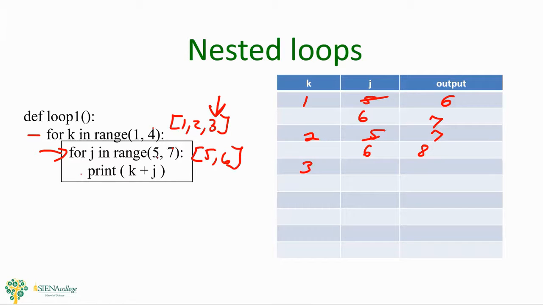We go into j fresh again. We use 5. 5 and 3 is 8. We print out the 8. We now go to the next number in j, which is our 6. So 5 becomes 6. 6 and 3 is 9. So we print out our 9. We once again have exhausted the list for j, and we go back, we look for k. Nope, we've exhausted that list also. We finished our 3. So this function is done.